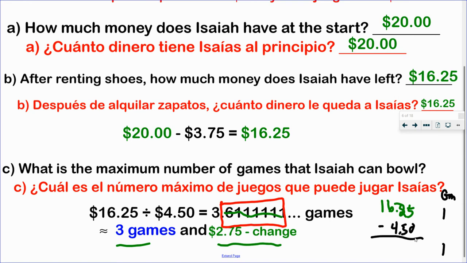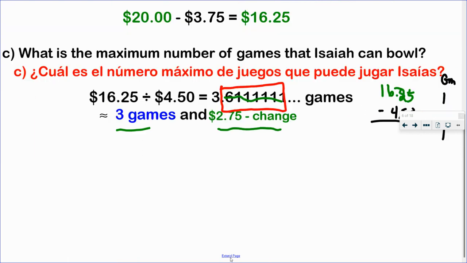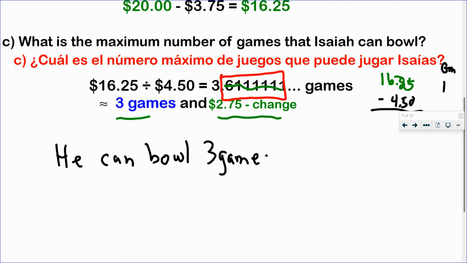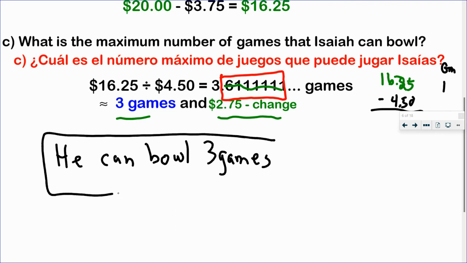So we should write a sentence somewhere. Let's extend my page a little bit. So he can bowl 3 games. And that is my answer. Put a box around it.